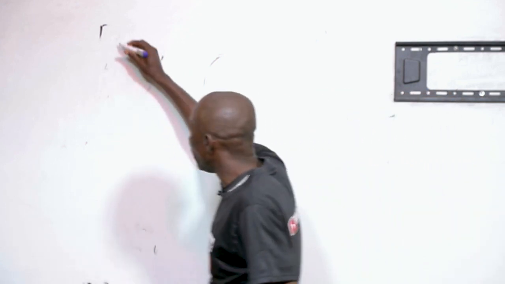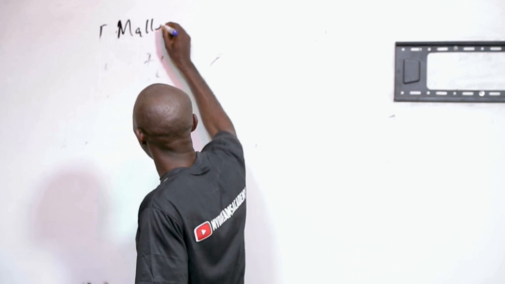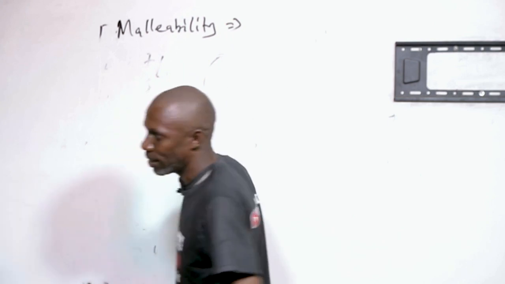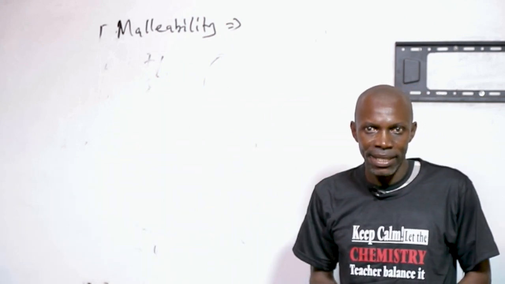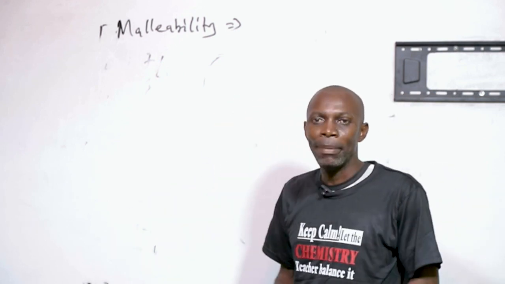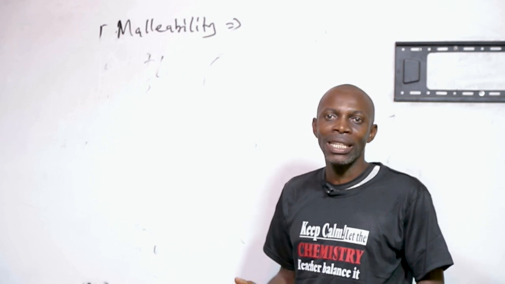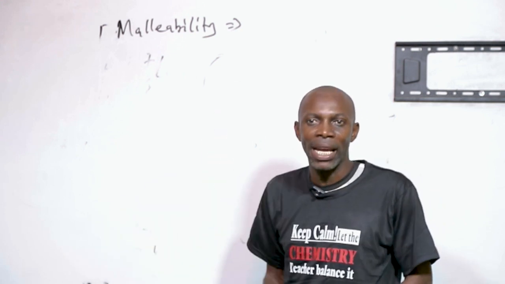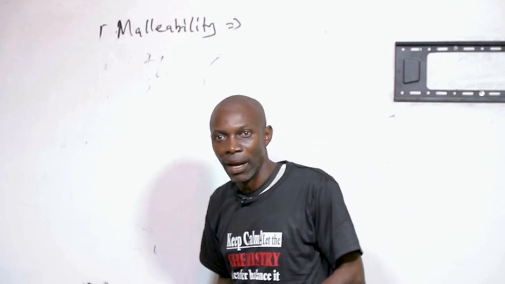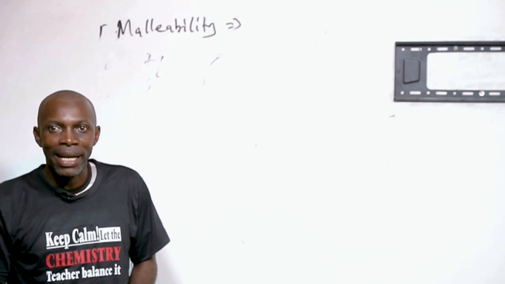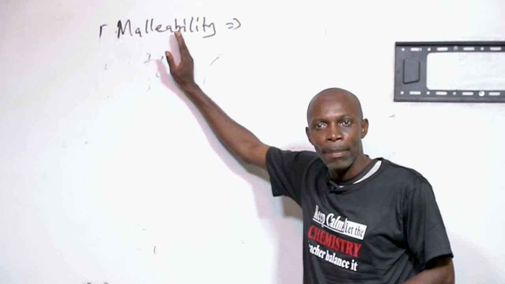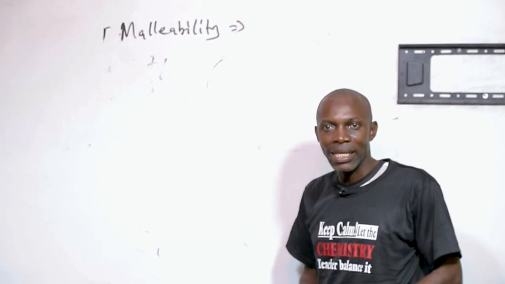When you talk about malleability, what is malleability? Malleability is the ability of a substance to be hammered into sheet. So when you have a metal, you can hammer a metal into sheet. But when you have something like clay, it is not a metal. Once you strike a hammer on it, it will split into pieces, which means that clay is not a metal. But metals can be hammered into sheet, and hammering into sheet is what you call malleability, which means that metals are malleable.